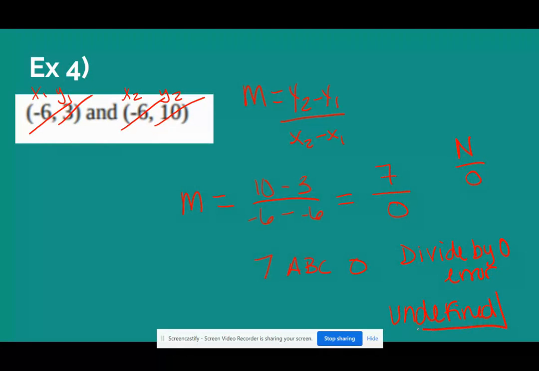So when you have 0 in the bottom, it is undefined. Or if you try to reduce it, it's going to tell you divide by 0, and that error message means undefined. So that's one of the special cases.